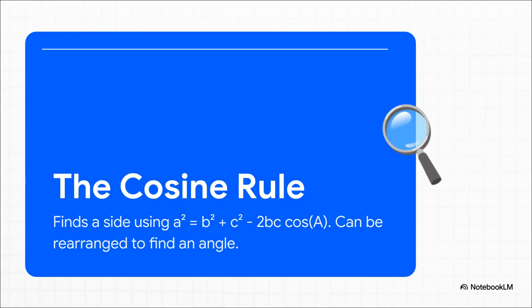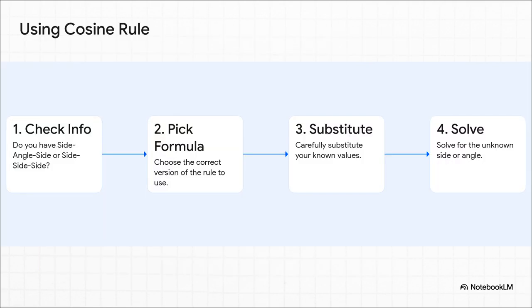Now, I know, at first glance, this formula can look a little intimidating, but it's actually just a souped-up version of Pythagoras' theorem. See the a squared equals b squared plus c squared part right at the beginning? That extra bit on the end, the minus 2bc cosine A, is just a correction factor. It's what makes the rule work for any triangle, not just right-angled ones. And you can see we can also flip this formula around to find a missing angle if we happen to know all three sides. And using it is just as methodical.